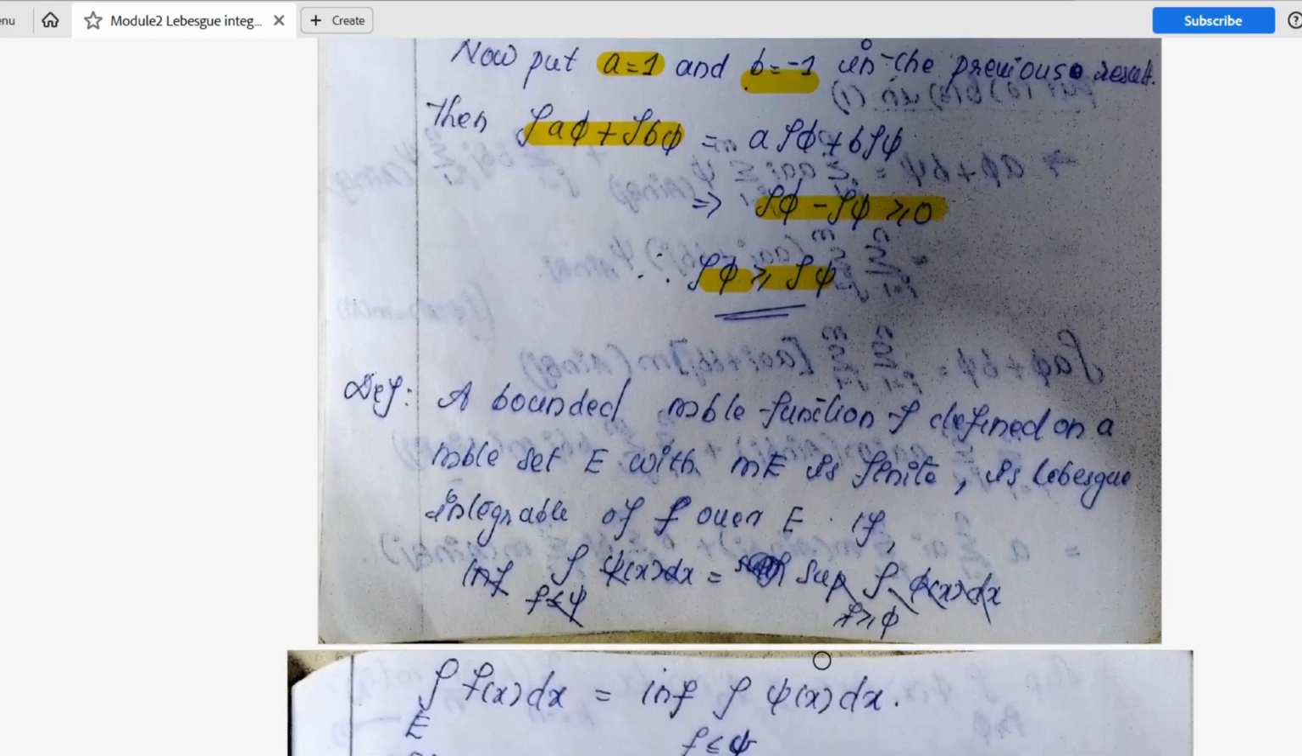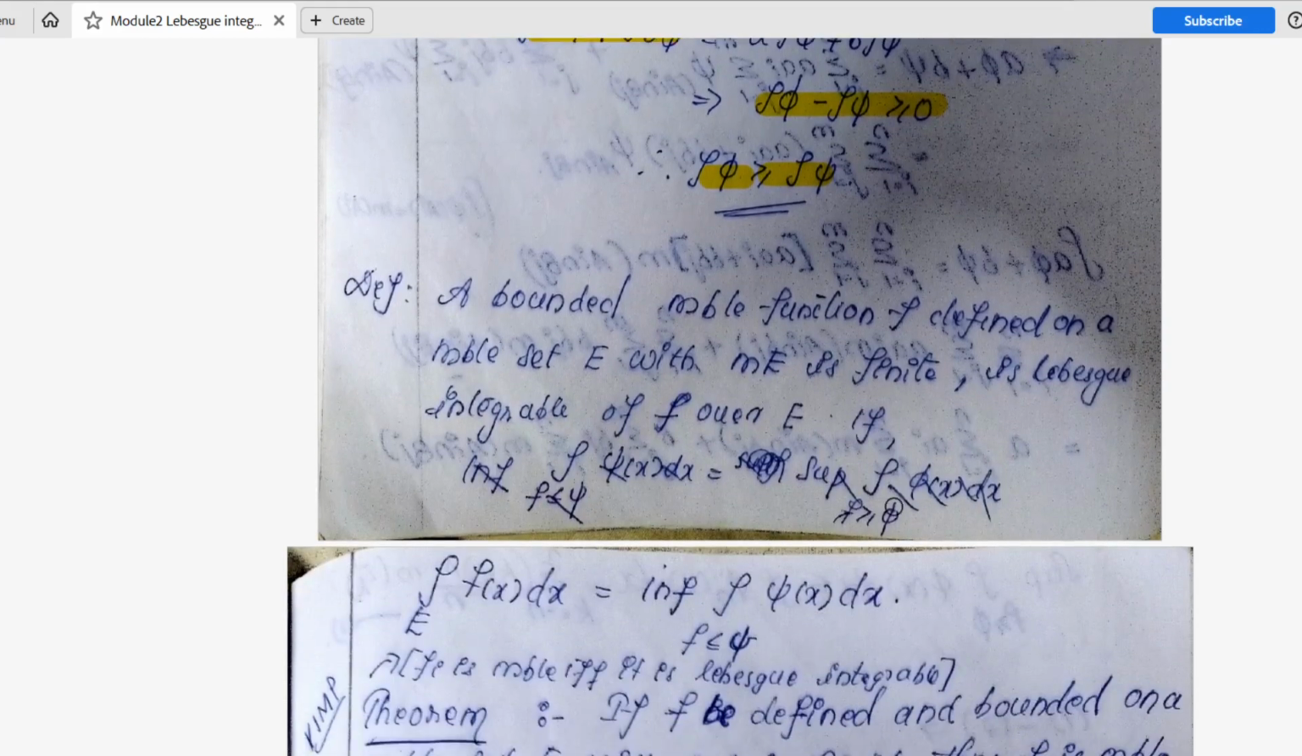Now we have a definition. A bounded measurable function f defined on a measurable set E with measure of E finite is Lebesgue integrable over E if integral of f(x) dx over E is equal to the infimum of integral of ψ(x) dx, where f is less than or equal to ψ.